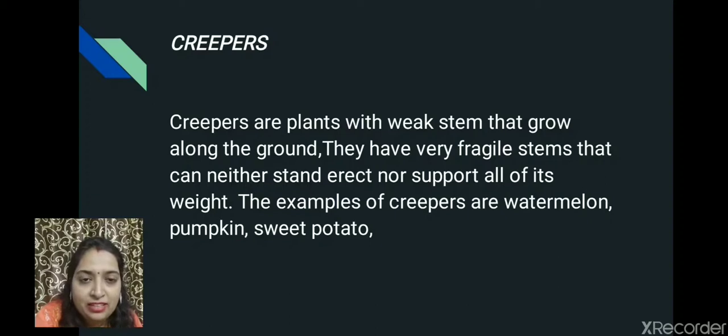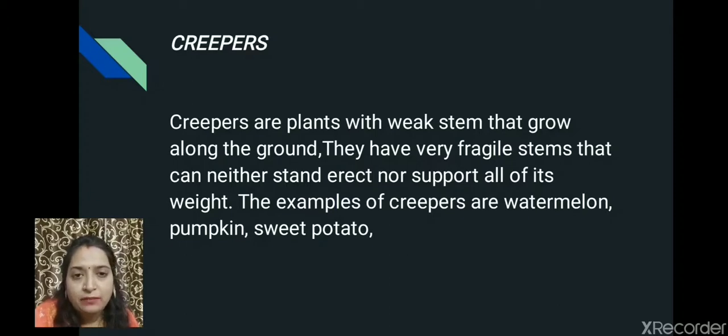Watermelon is so heavy, huh? It is a creeper plant. So if I ask you how is the plant of a watermelon, I think you have not seen watermelon plants, na? It's not available here. So it would be a creeper plant. Okay, it will crawl over the ground. So children, once again I am telling you, creepers are the plants which grow along the ground, which have weak stem and they cannot carry their weight. That's why they crawl over the ground and they have big sized fruit.